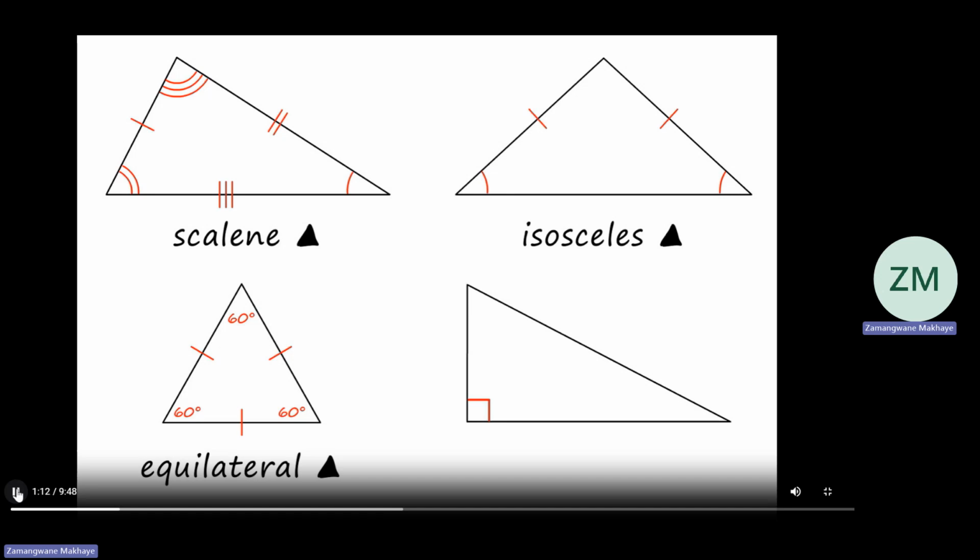And what type of triangle is this triangle? It is a right-angled triangle. This angle is 90 degrees, which is of course the right angle. And the side opposite this angle is called the hypotenuse. Please pause to study this important information.